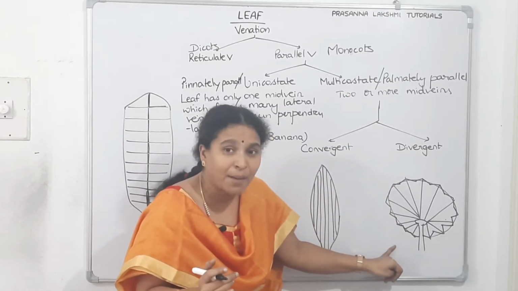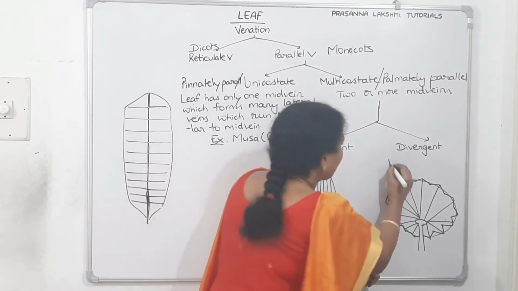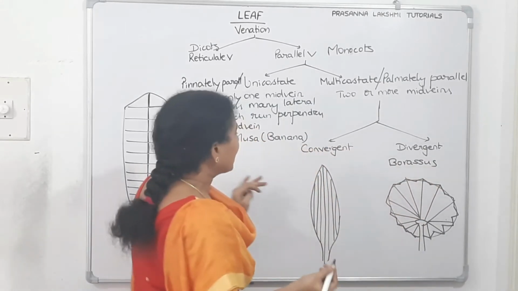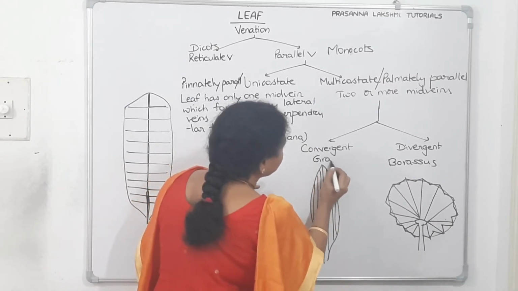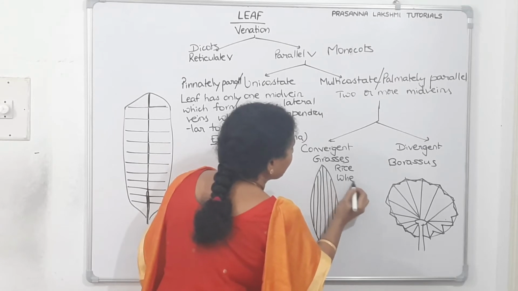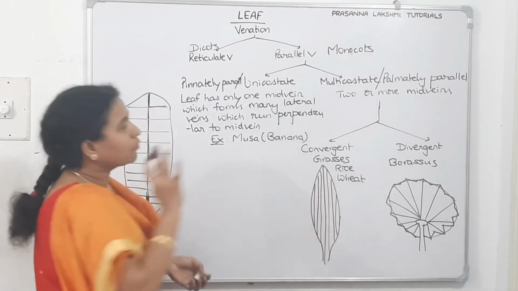Example, this is the palm leaf, Borassus. So we can take Borassus as the example here, and you can take grasses as an example of convergent. Rice, wheat, all the leaves will be like this only. So this is about parallel venation, children.